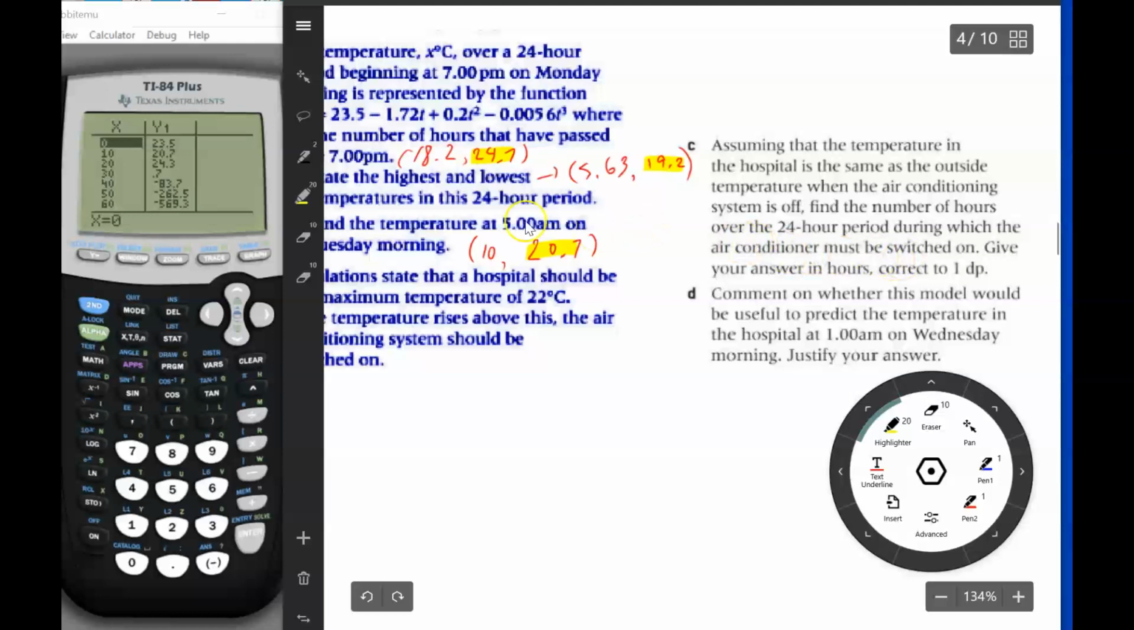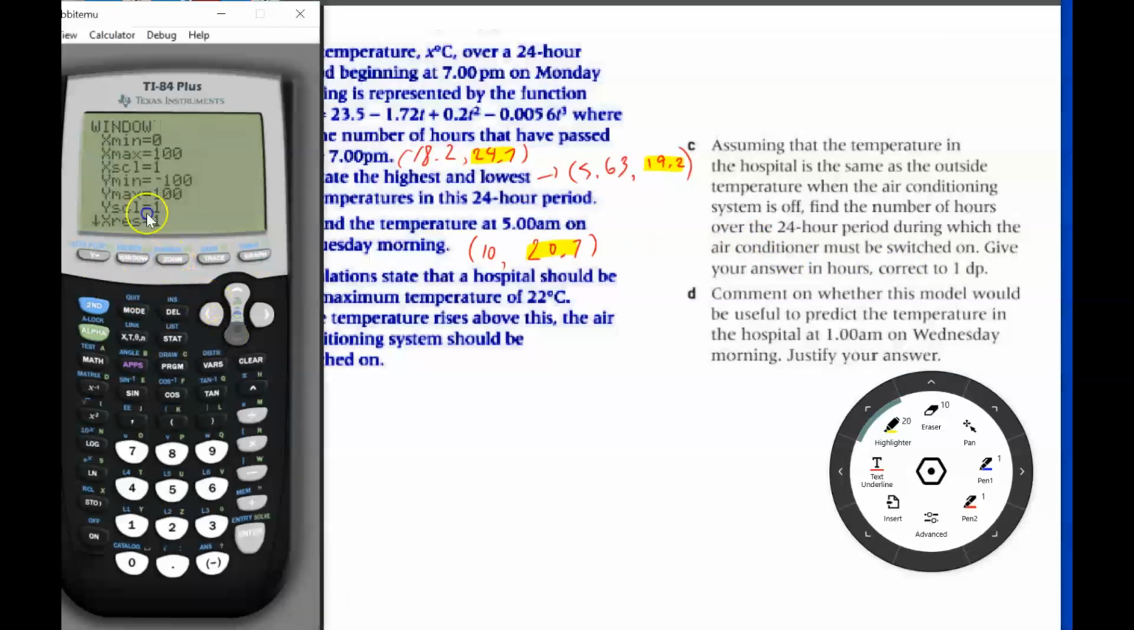Okay, so we're just concerned with the 24-hour period. So you know how I made the graph go to 100? We actually only need to make the x max to be 24, right? Okay. All right.